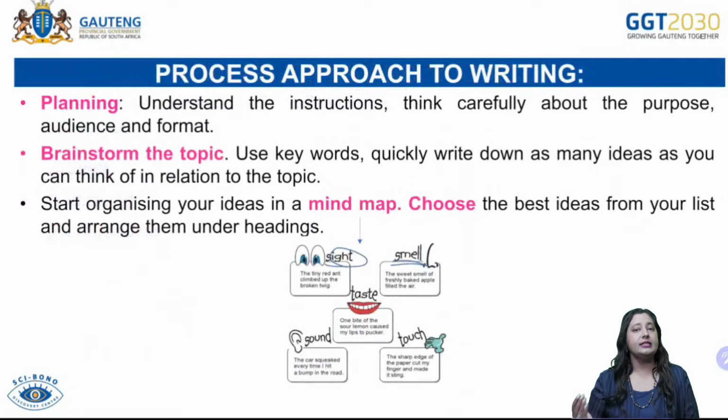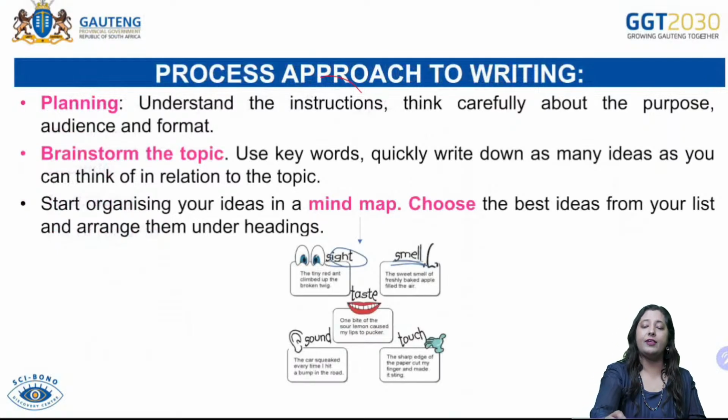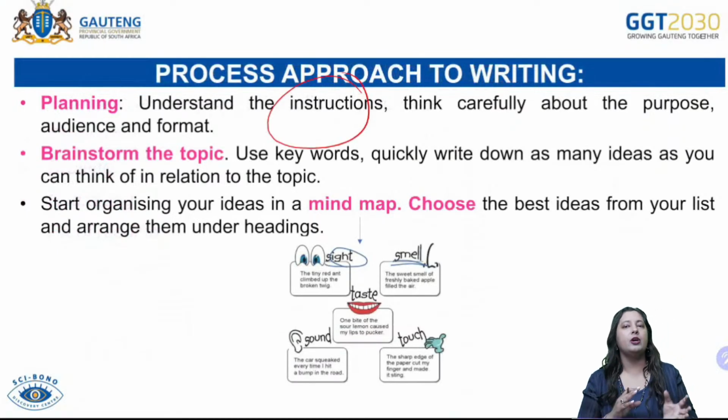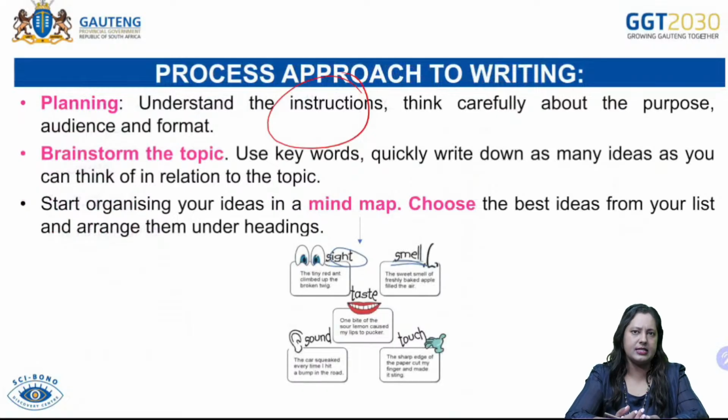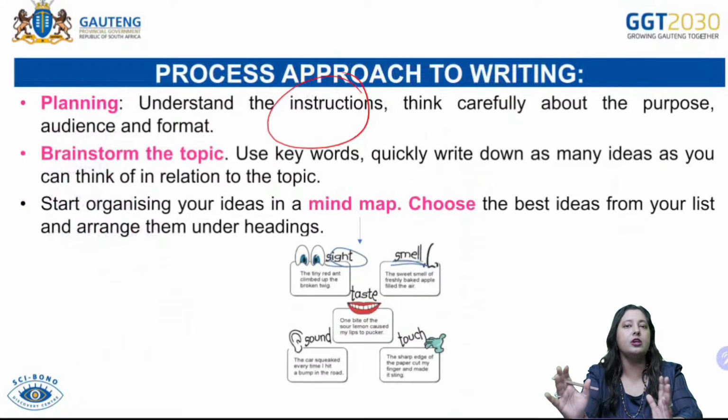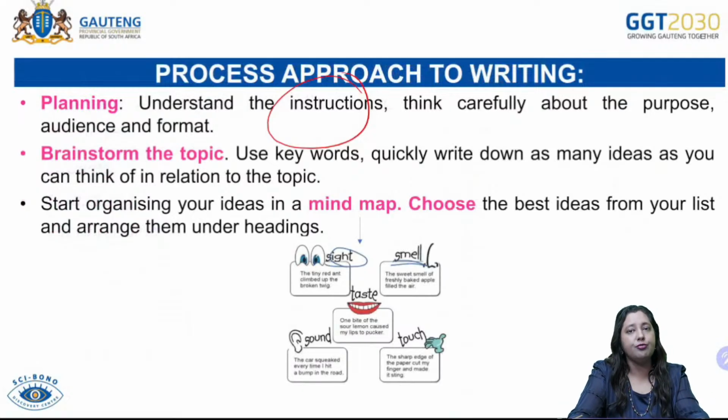All right, so I did mention to you already, planning is basically where you are understanding the instructions, you are thinking carefully about what is the purpose for me writing this piece of work, okay? Who is my target audience here? It could be a varied audience, but you need to choose a particular set of people that you're going to be addressing. And then you're looking at the format.